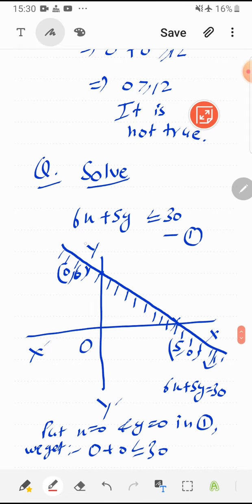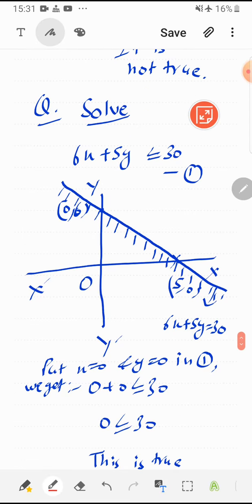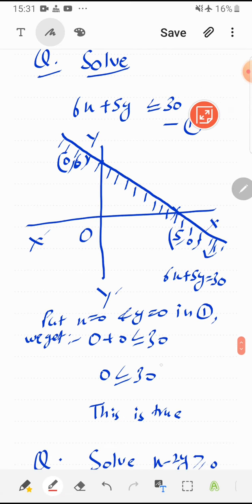Similarly, one more inequality, 6x plus 5y less than or equal to 30. Again we will first of all plot the line by considering the equation only. Then we will put x and y as 0: 0 less than or equal to 30, which is true because 0 is not equal to 30 but 0 is less than 30, that is why it is true. So this time we will shade towards the origin.